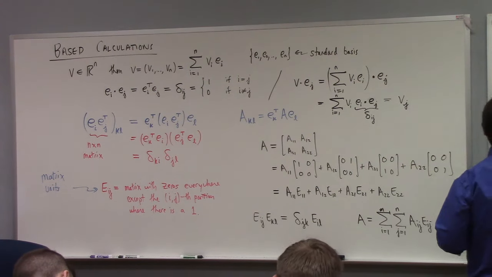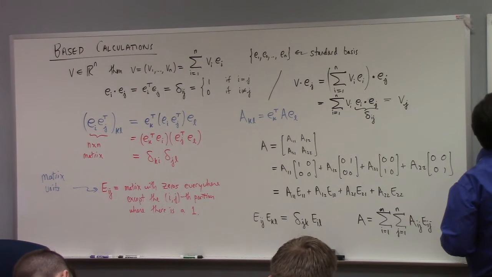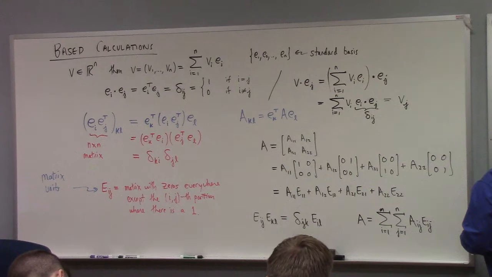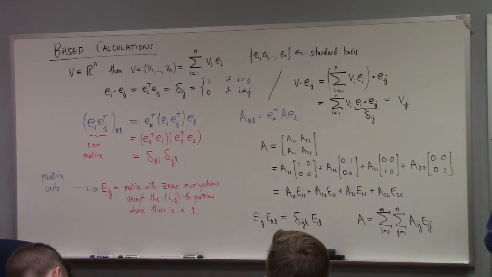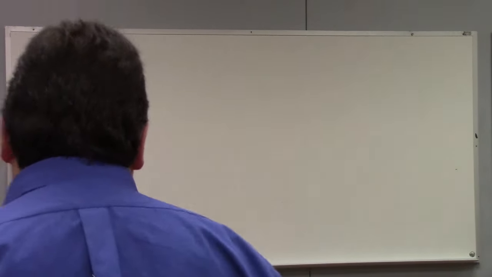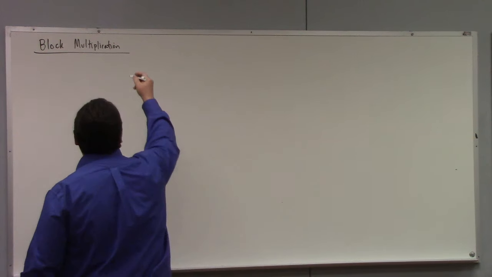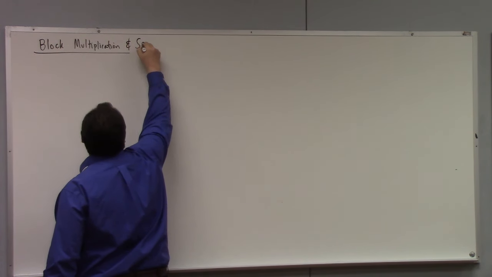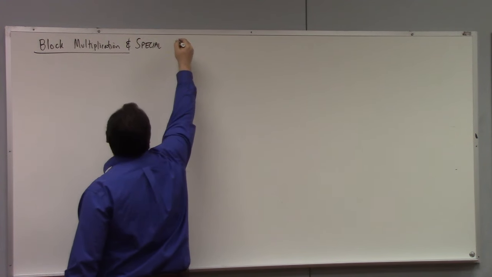Okay, so let's move on here. Let's talk about block multiplication. There are various kinds of, more than just block multiplication, I want to talk about block multiplication and just about some special kinds of matrices, all right? Like matrices with special shapes. There's just a few in here that are most interesting to us. We've already talked a little bit about symmetric and anti-symmetric. Those, of course, would be special shapes, right? Special matrices.